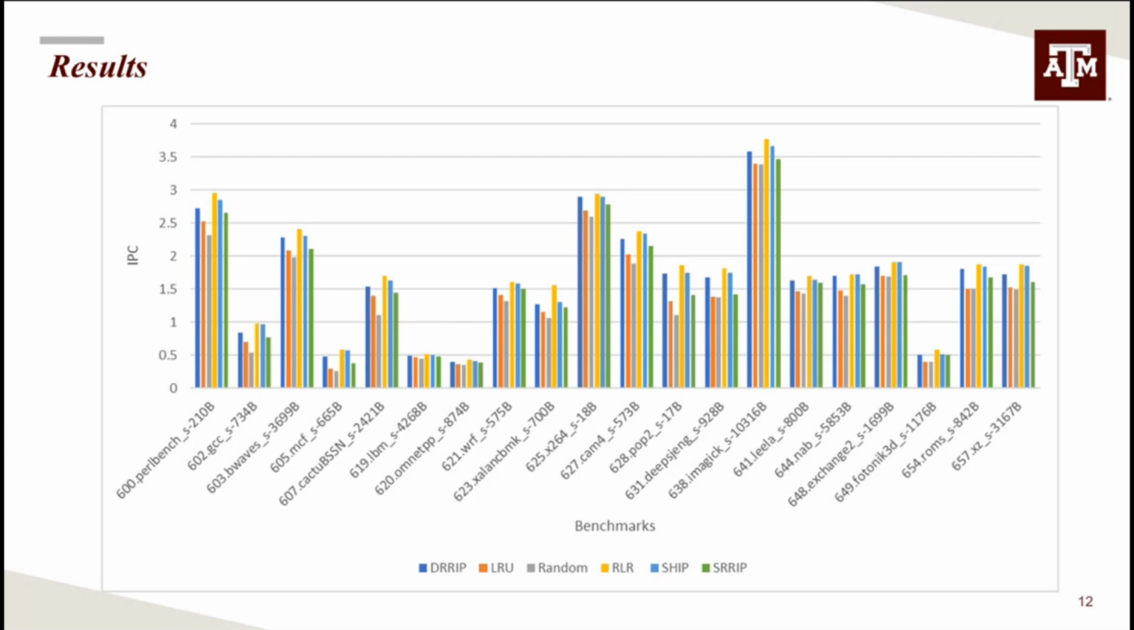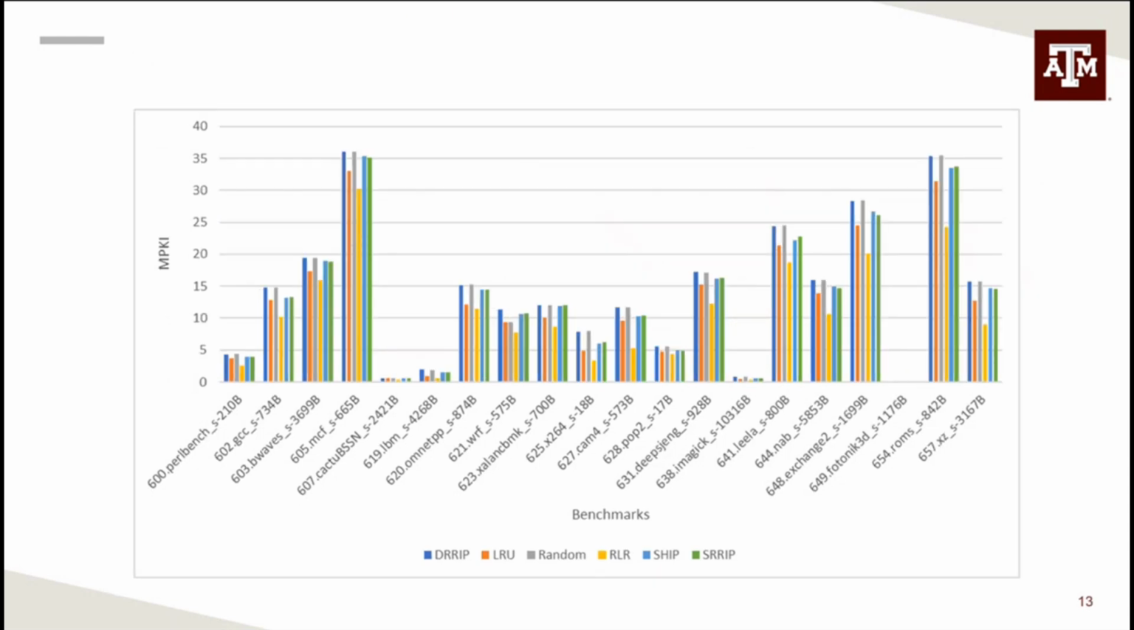Overall, RLR and SHiP frequently outperform others, especially in high IPC workloads, due to their predictive and adaptive nature. LRU and random struggle with dynamic patterns, while DRRIP and SRRIP shine in specific cases but lack consistency. This confirms RLR's potential for improving performance across diverse workloads.